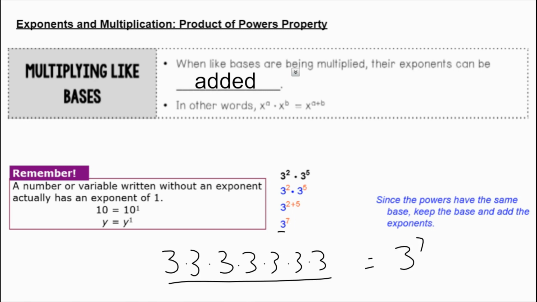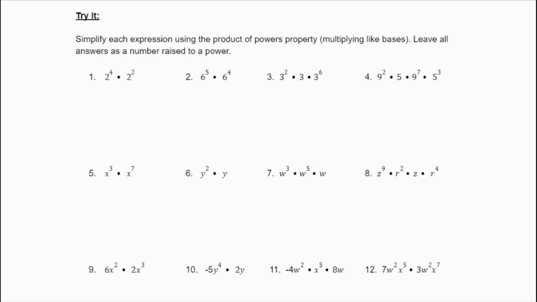Looking at a few of these examples, I want to simplify each expression using the product of powers property. My first one, I have 2 to the fourth times 2 squared. So the base is going to stay the same, and then I'm going to add the exponents. So I'd have 2 to the sixth. Looking at number 2, 6 to the fifth times 6 to the fourth. Again, my base stays the same. I'm going to add the 5 and the 4. 5 plus 4 is 9, so I have 6 to the ninth.